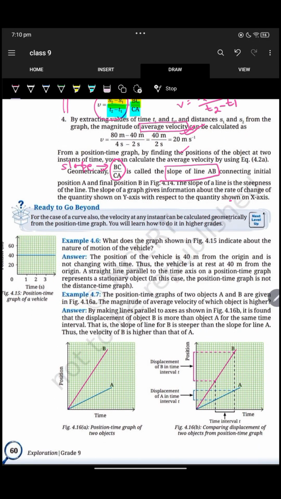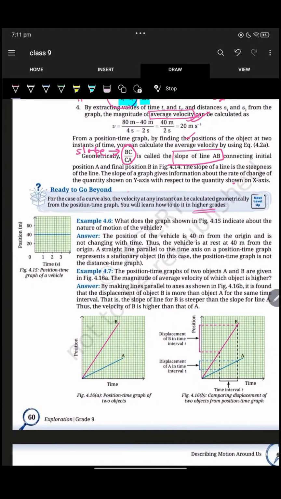For the case of a curve also, velocity at any instant can be calculated geometrically. Now for this, if it is a curve, we will do it of course in higher grade. We have to find a point, draw a tangent to the point, and find the slope of the tangent. Now what is a tangent? How to find the slope of the tangent? We have to keep it for higher classes, right?